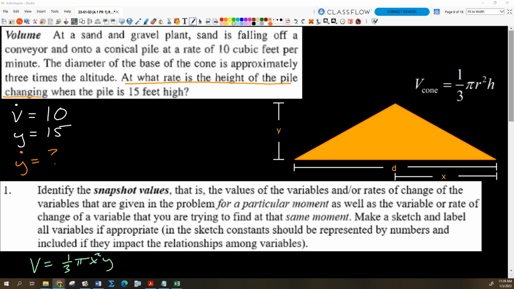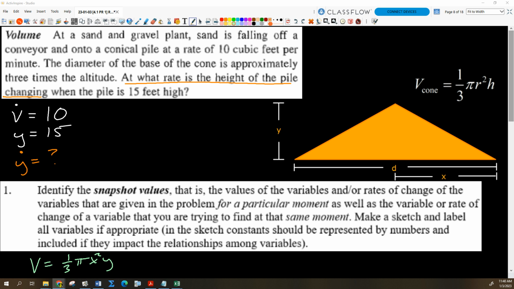Any questions on the parent equation? How do we know what the parent equation is? What's the job of the parent equation? How does the parent equation relate to what I've written down here for my snapshot values? It's got to relate them together, right? The parent equation, though, is going to be a static equation. It's not going to involve rates, right? It's going to be a static equation that involves all of the static variables. So we're going to ignore the dots.